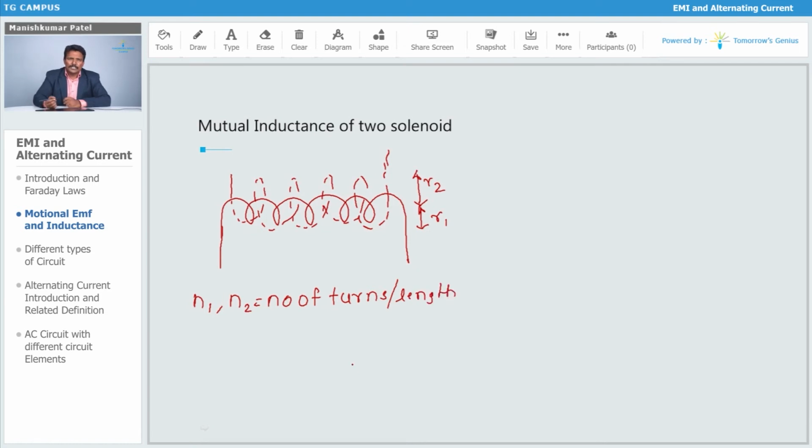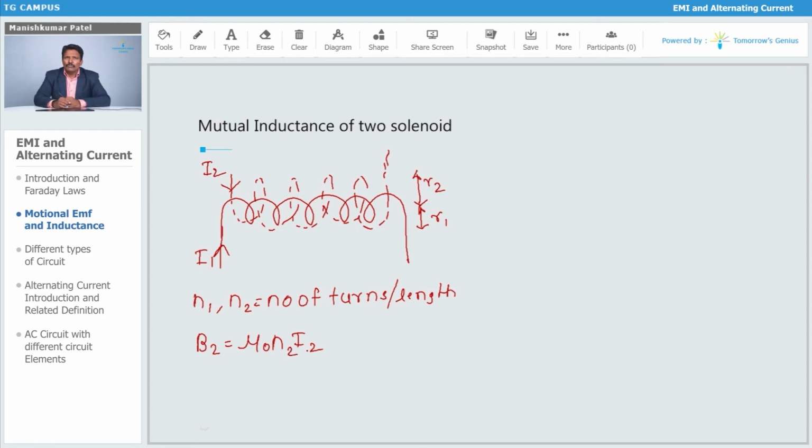Their cross-sectional area is, let's say, A. The current flowing through this one is I1, and the current flowing through the other is I2. Let's say initially the current starts to flow through the second solenoid, which I have shown by a dotted line. So what is the magnetic field there? It is mu_0 n I2. We have seen that B2 is equal to mu_0 n2 I2. You can write it down like that.